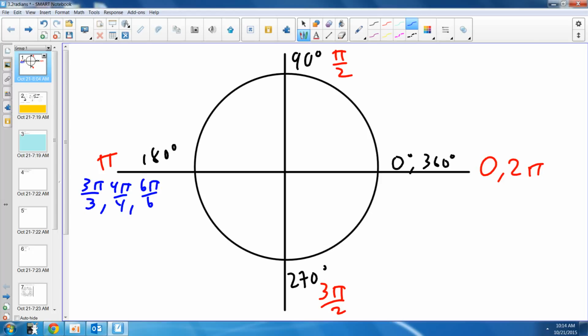But sometimes we don't want pi, we want to use these fractions so I can easily subtract or add like denominator fractions. Similarly, 2 pi, we're looking at 6 pi over 3, 8 pi over 4, and 12 pi over 6.